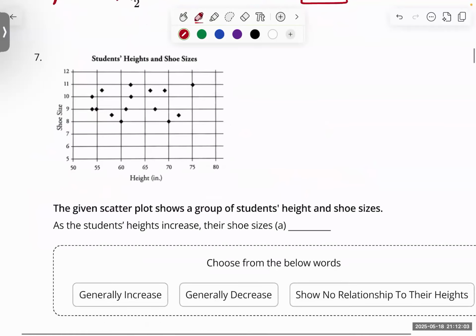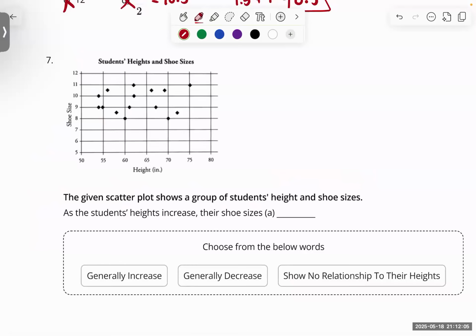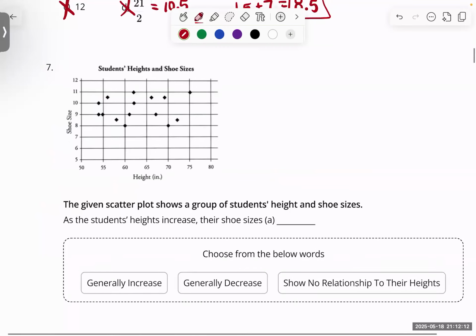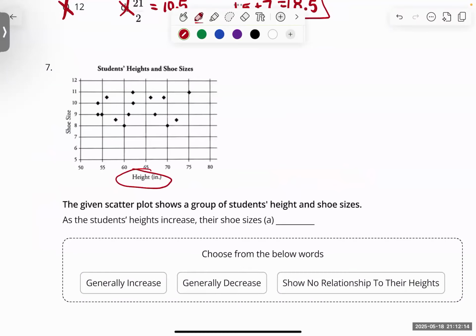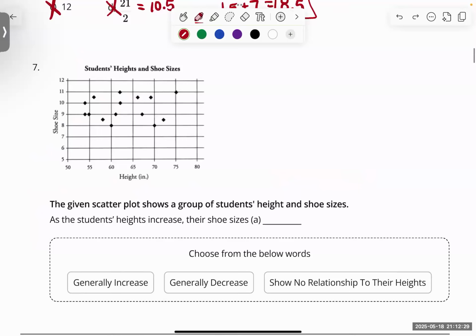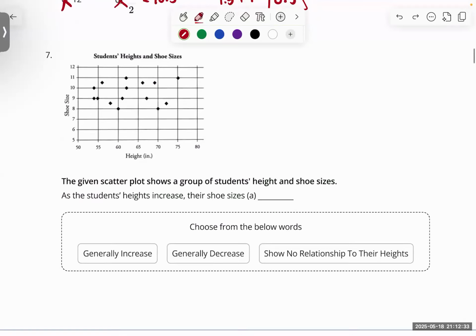Okay. Number 7. So we're given this graph showing the relationship of students' height and shoe size. So let's take a look at this graph. We're given our height in inches. This is essentially saying as our height goes up, there's some relationship going on here. And as the shoe size goes up, there's some relationship going on there. Now, if we take a look at the graph, it's kind of all over the place. But let's see what the question's asking.